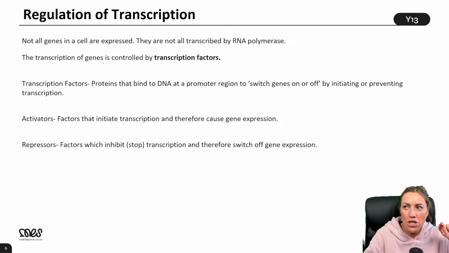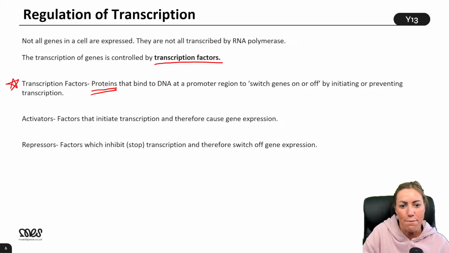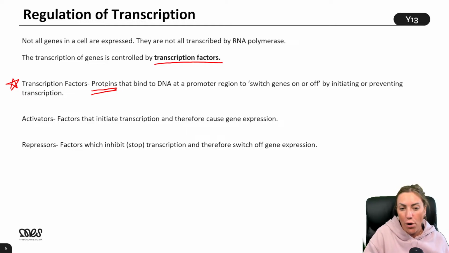So the transcription of genes is controlled by transcription factors. Now, I've given you a definition here of a transcription factor. The first thing to remember is they are proteins, because you could be asked what they are made from. So they are proteins. And what they do is they bind to the DNA at a site called the promoter region.